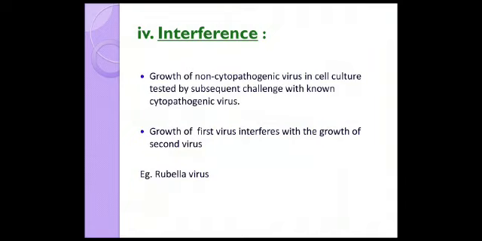Interference. This is nothing but growth of a non-cytopathogenic virus in cell culture, which can be tested by subsequent challenge with a known cytopathogenic virus. What will happen now? The growth of the first virus will interfere with the growth of the second virus. The second virus that we introduce is a virus which we know is going to produce a cytopathic effect. So when such a virus is introduced into a cell line, if the cell line already contains a virus which is multiplying there, you will not see any cytopathic effect. This is called interference.